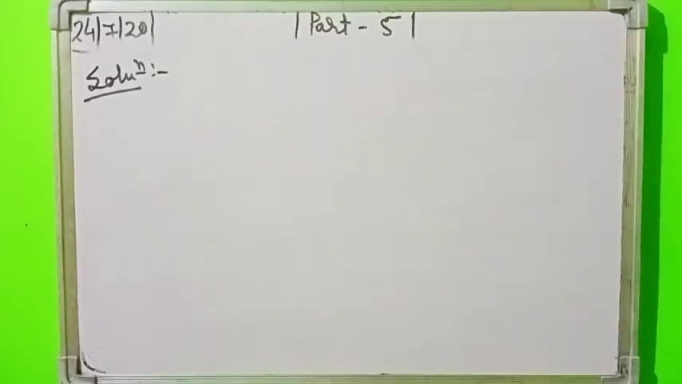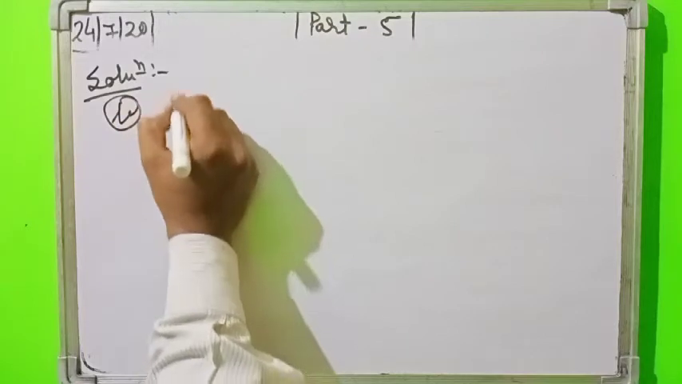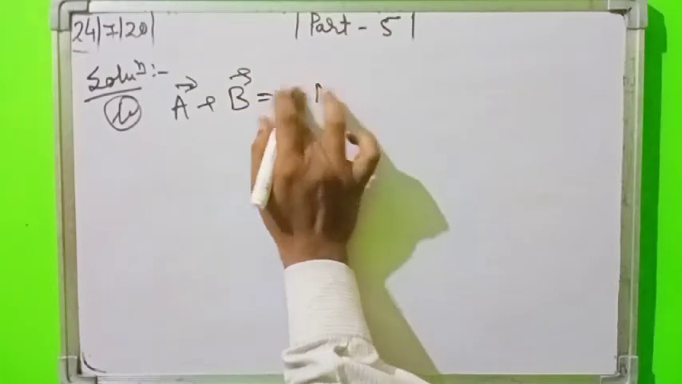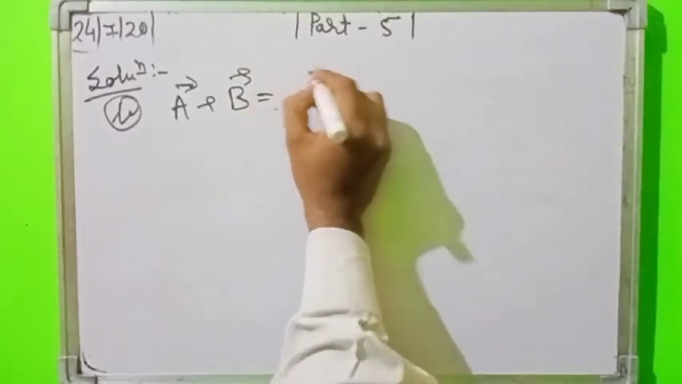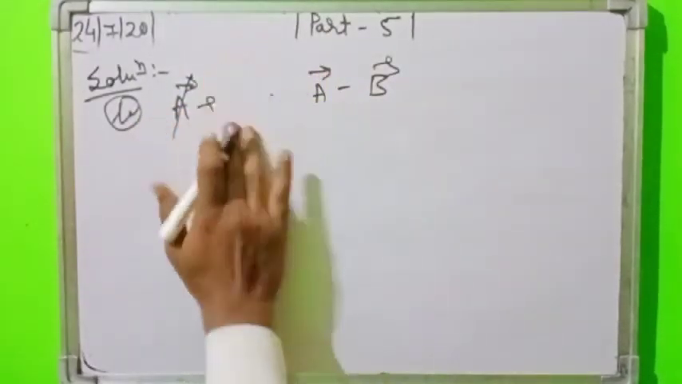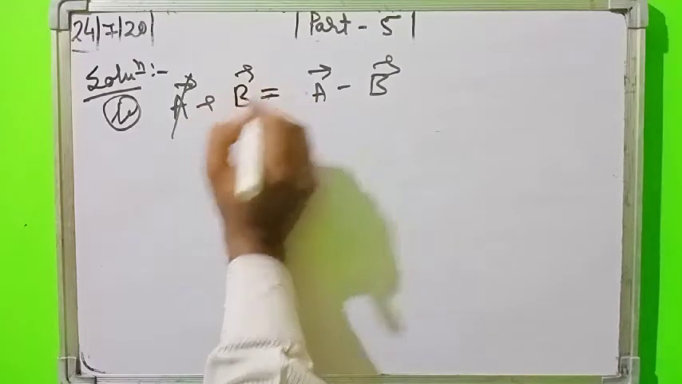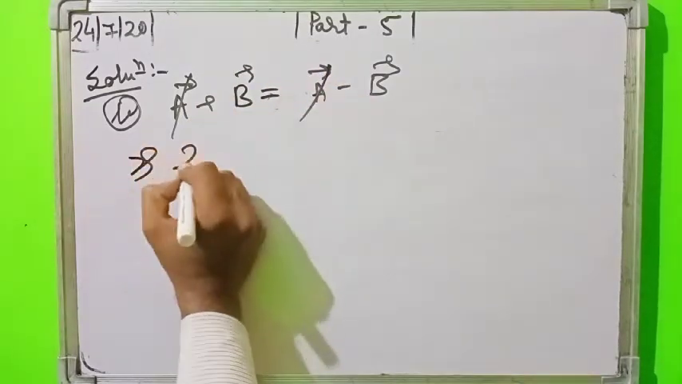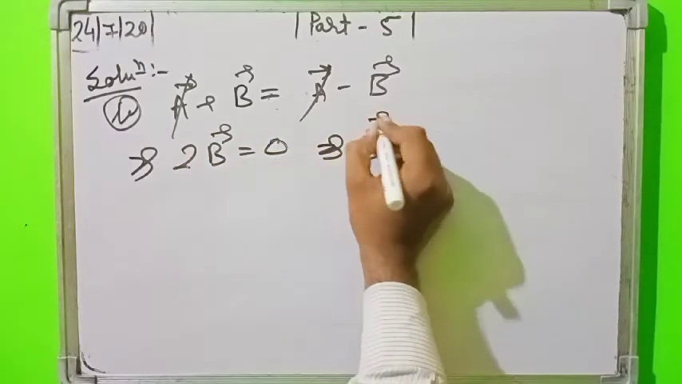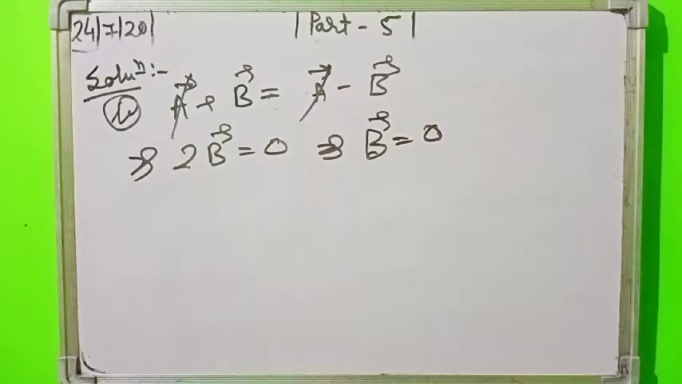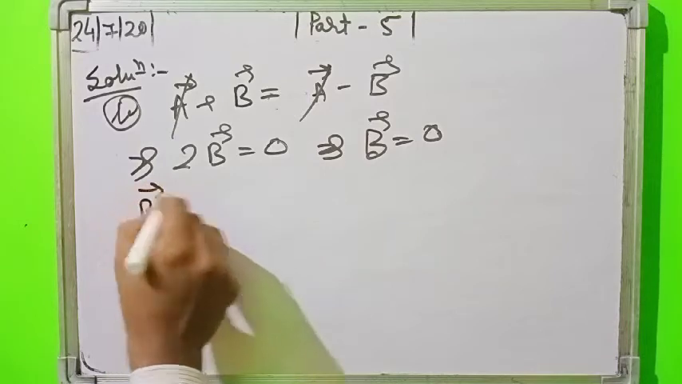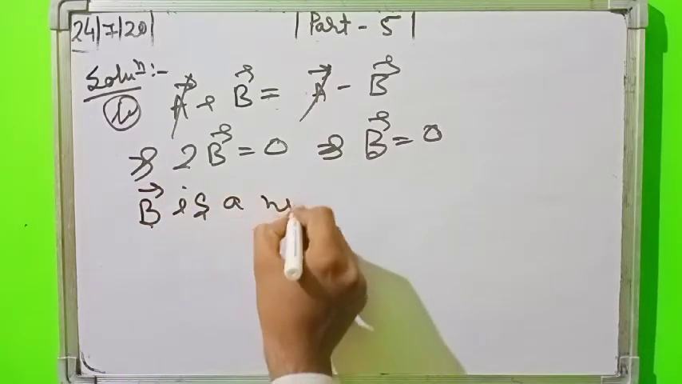Second case, that is part B: vector A plus vector B is equal to vector A minus vector B. It will cancel out, sorry students, and it is equal to twice of B is equal to 0, so vector B is equal to 0. From here we can say that vector B is a null vector.